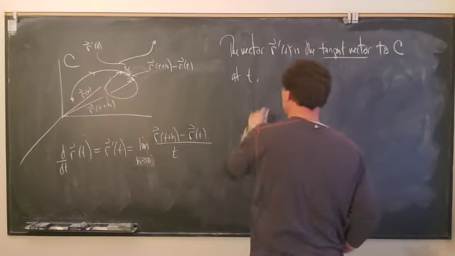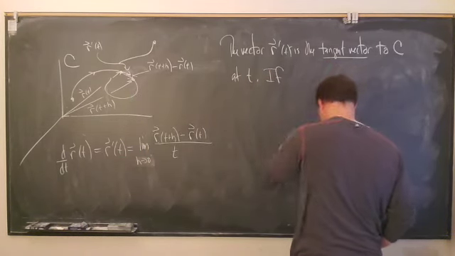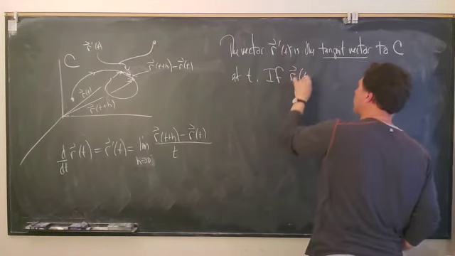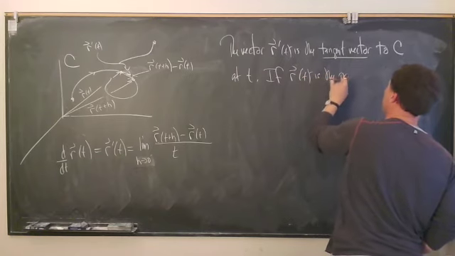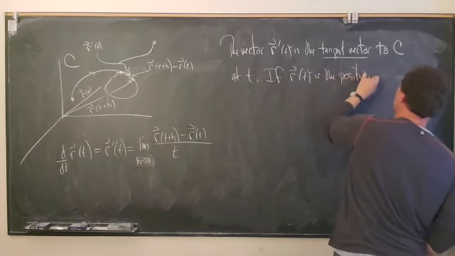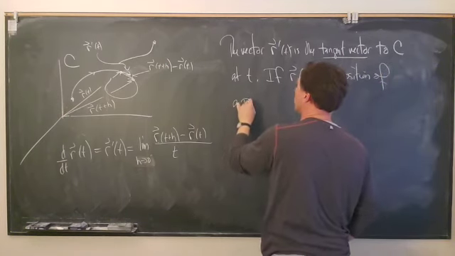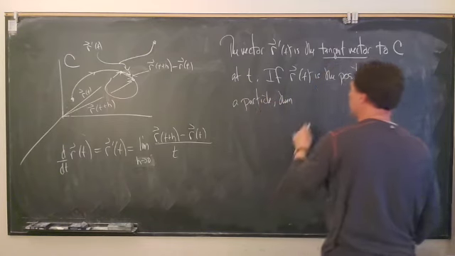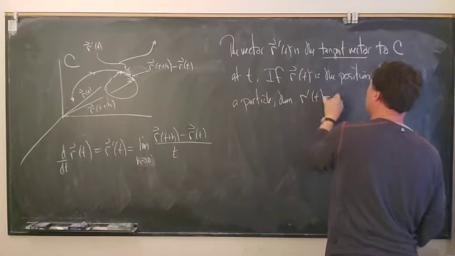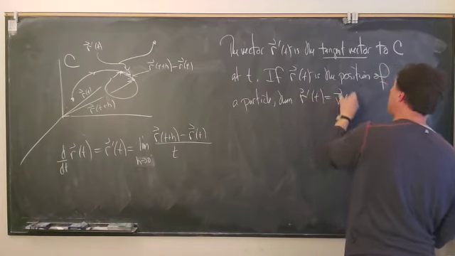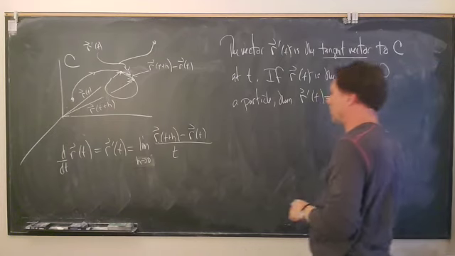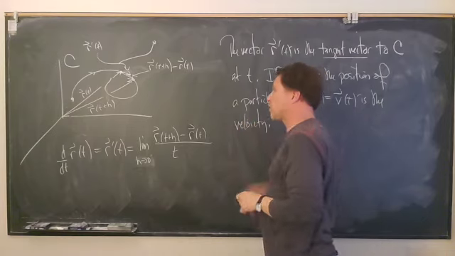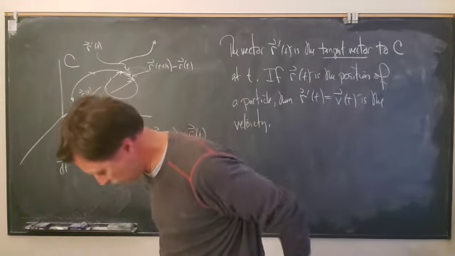Now, if we actually view r as the position of a particle, so if r of t is the position of a particle, then r prime of t we will usually write as v of t, the velocity. So it measures how fast and in what direction you're traveling at a given moment.